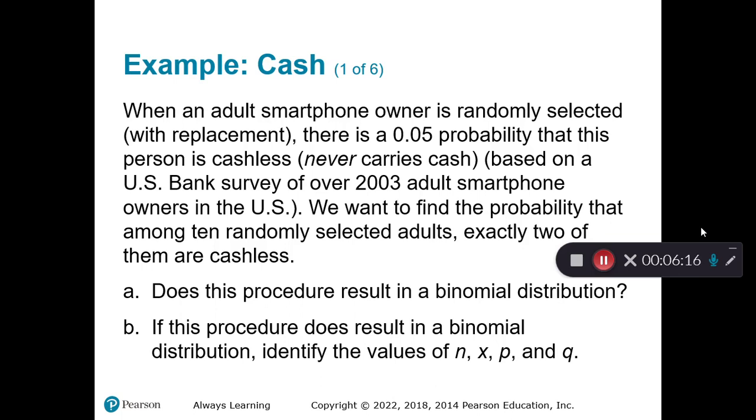First, we have to determine if this constitutes a binomial distribution. So let's go through the 4 requirements. If we do determine that it is a binomial distribution, we'll want to define what the values of N, X, P, and Q would be.